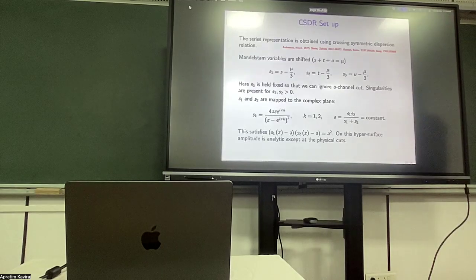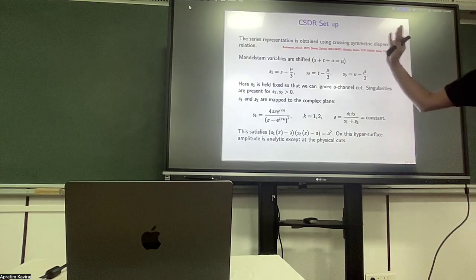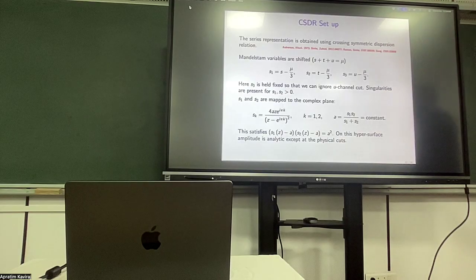So, okay, let me now explain some ingredients that have gone into deriving this. The series representation that we obtained uses crossing symmetric dispersion relations. They were studied back in the 1970s by Auberson and Khuri. And then in recent years, Anindya and his group have studied this and extended it in various directions. And then Chowdhury and Song also made an important contribution about how to find a local dispersion relation.